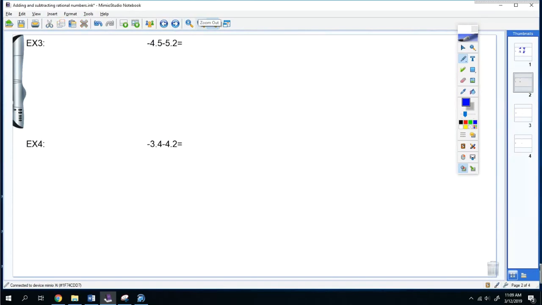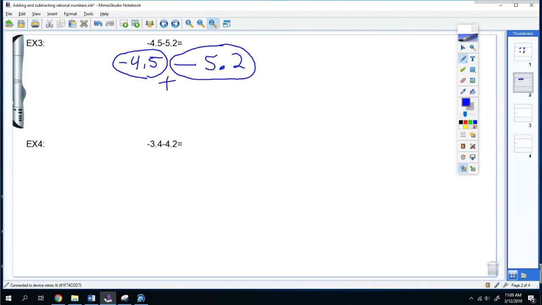So now we have negative 4.5 minus 5.2. So I'm going to write this out just a little bit so I can see it. And I taught you like this way. So you can circle it. So it'd be negative 4.5. And now I'm going to circle this one. I'm going to make that a negative 5.2. I'm going to add those together.